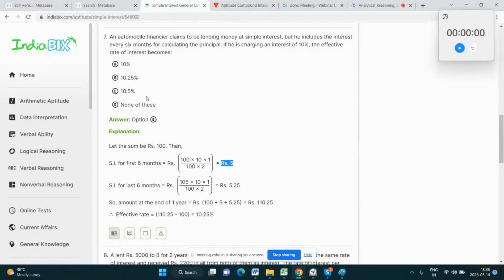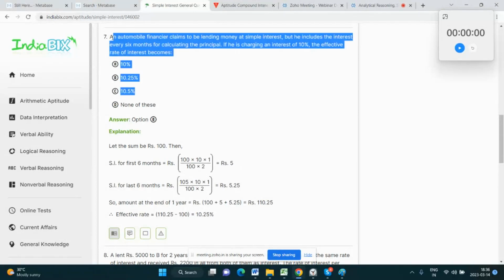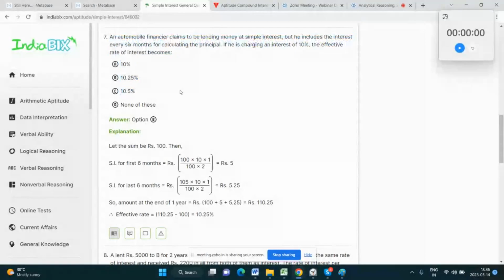These have to be done based on some assumptions. When it is not very clearly mentioned, the assumption is nothing but 100. Because this guy is also calculating the principal every 6 months, the simple interest for the next 6 months is 5.25.